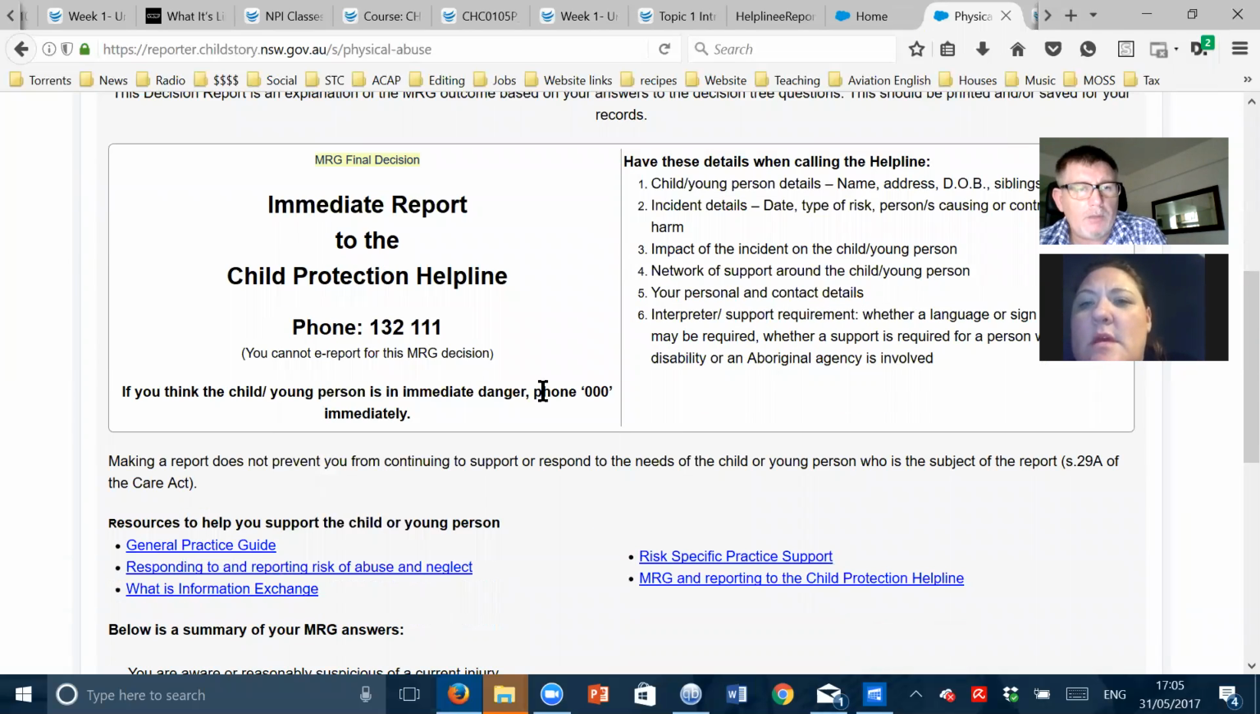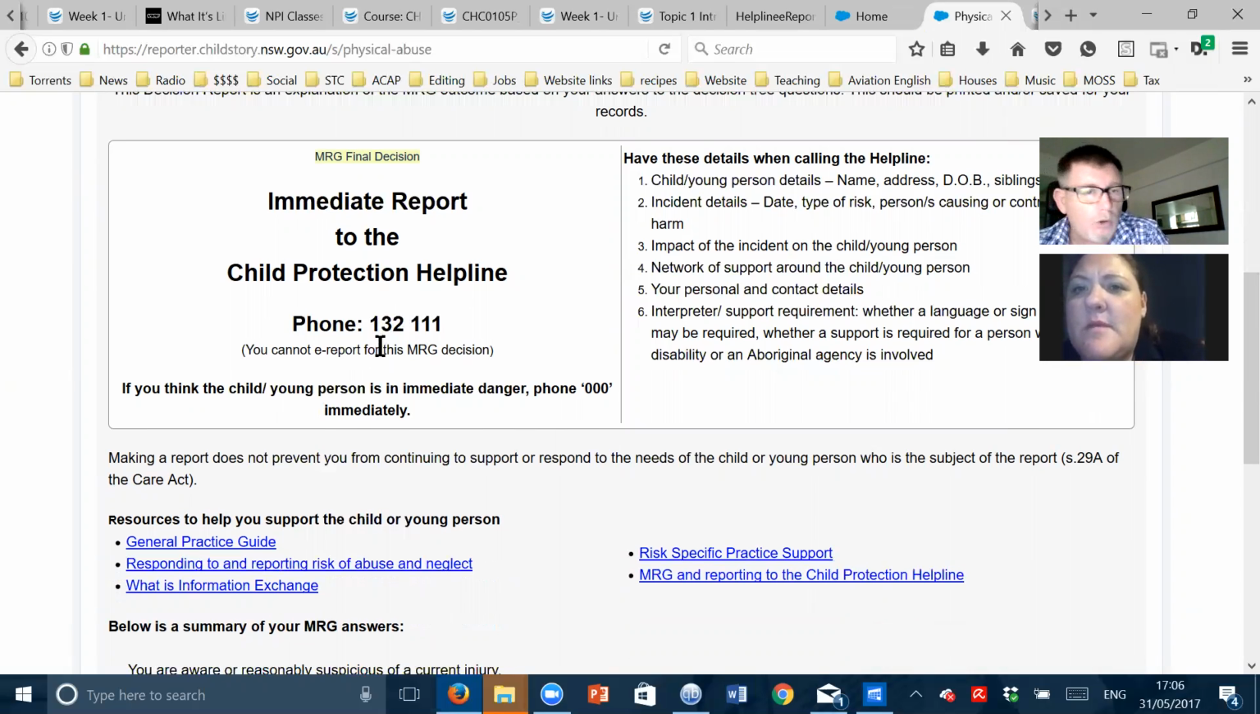If you think a young person is in immediate danger, phone 000 immediately. So that's occurring right now. But if it might be occurring tomorrow, we're not going to call 000. But we are going to ring this phone number and start making the report.